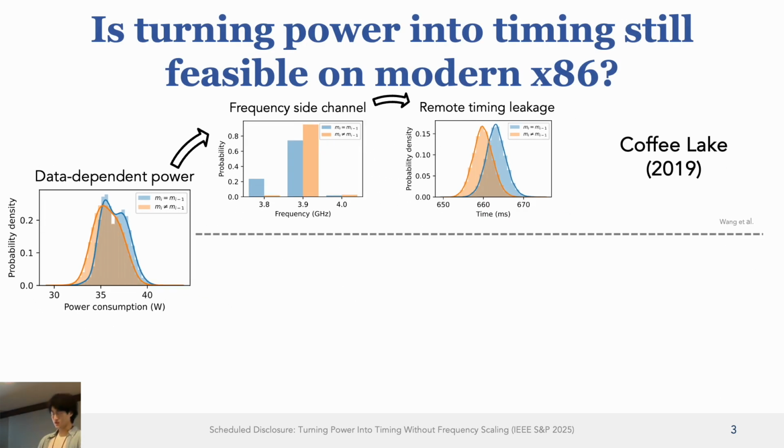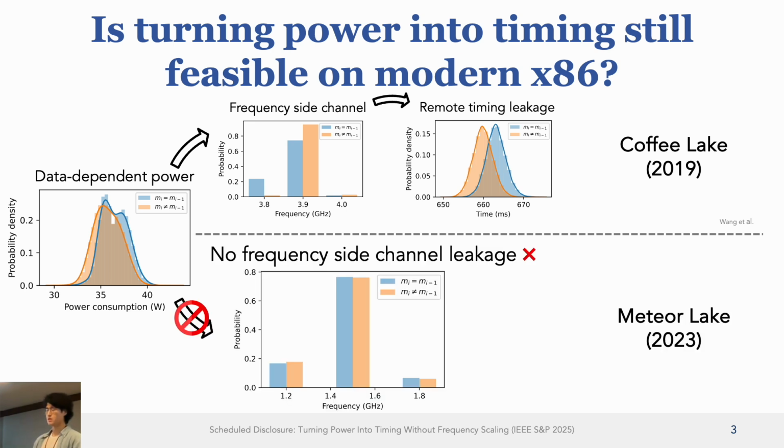However, the effectiveness of Heartspeed has only been demonstrated on older x86 processors where frequency scaling is the primary and perhaps the only power management mechanism to keep the system below power and thermal limits. In contrast, modern x86 architectures have multiple, more sophisticated such mechanisms. Indeed, if you run the same workloads on a modern x86 processor, we observe no frequency side channel leakage as the frequency consistently oscillates around the same value regardless of the power consumption of the workload. So it remains unclear whether turning power into timing is still feasible on these processors and whether power management mechanisms beyond frequency scaling create new leakage channels.